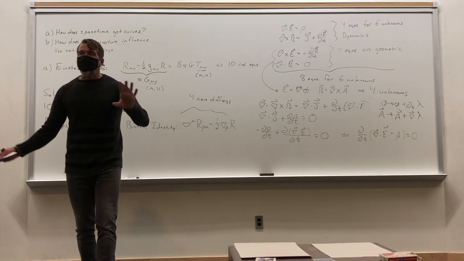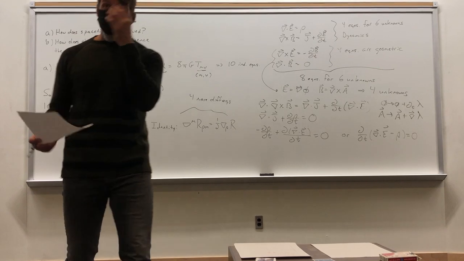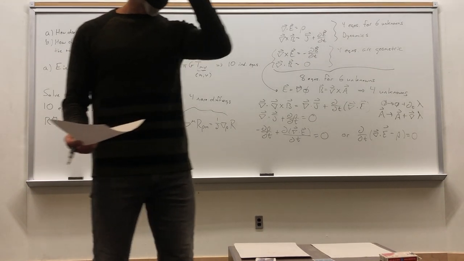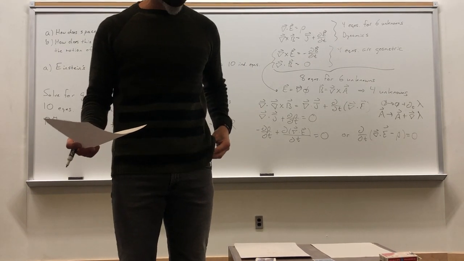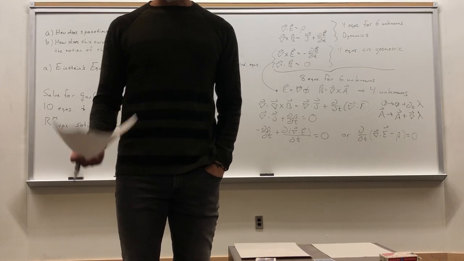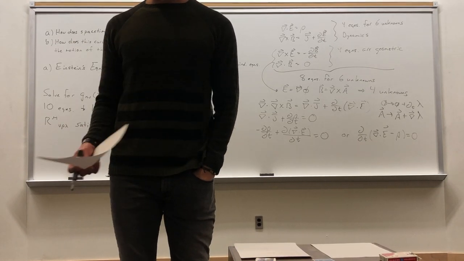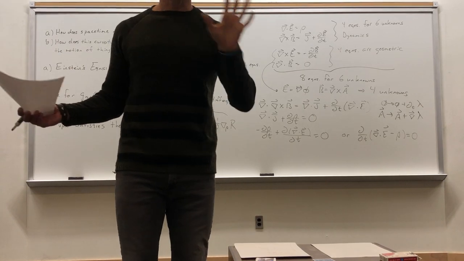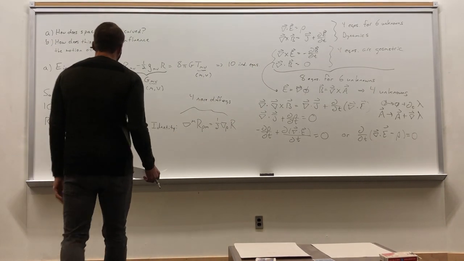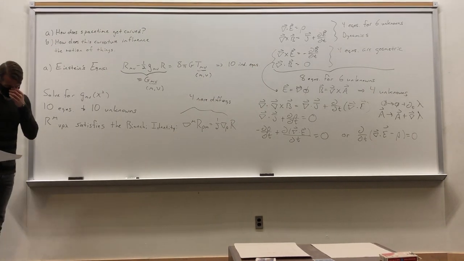Now I say that because it should be something with which you're somewhat familiar. You've seen gauge transformations in electromagnetism, I hope to God, because electromagnetism is a theory which is completely built out of a gauge transformation. But anyway, we won't go there. Let's come back to general relativity.